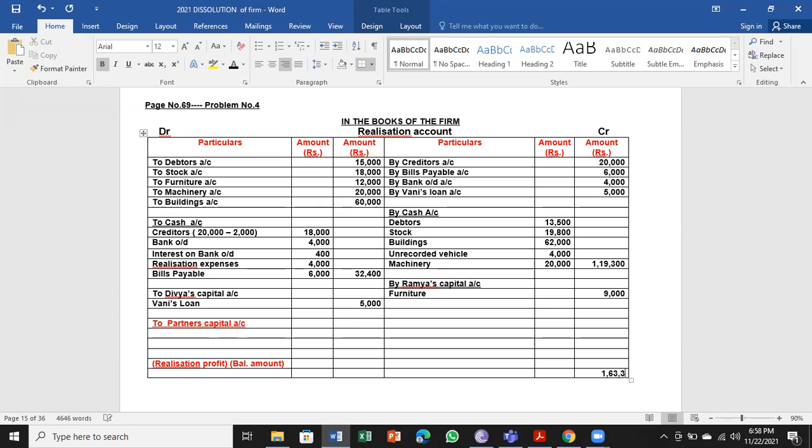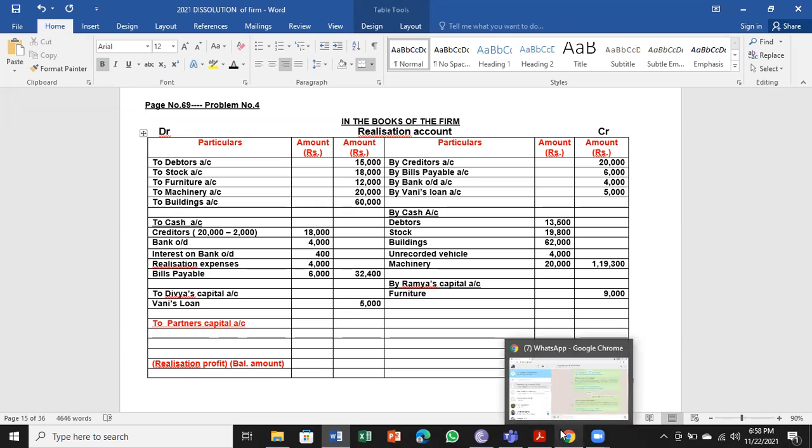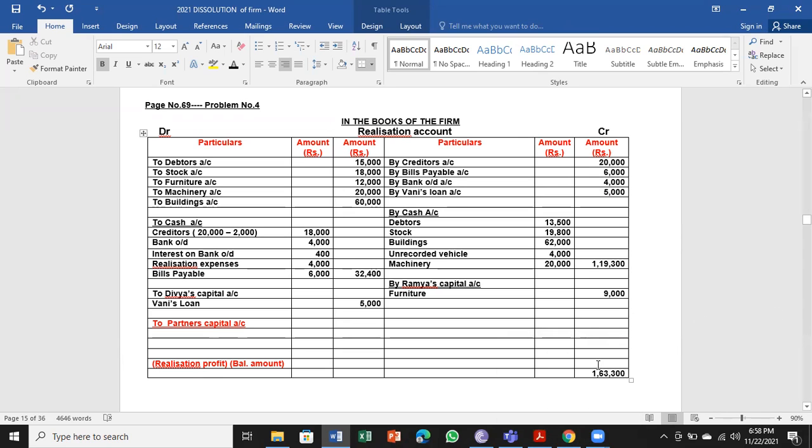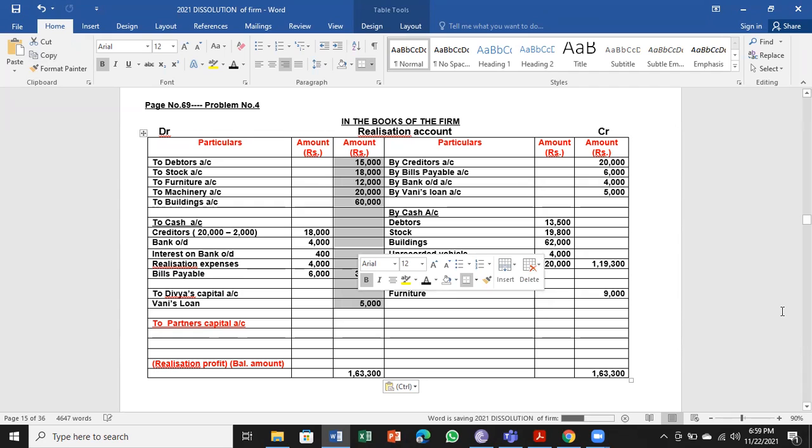One lakh 63,300. Let us take the same amount on the debit side also. Then minus all these amounts which is there on the debit side to find the profit or loss. 900.